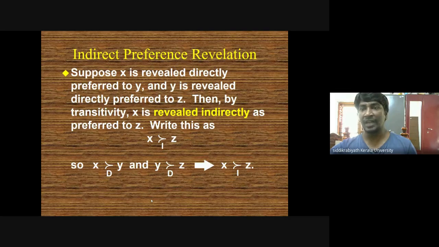An indirect preference revelation is such that, suppose x is revealed directly preferred to y and y is revealed directly preferred to z, then by transitivity x is revealed indirectly preferred to z. This is what is called the indirect preference revelation. So how do we write x I z, or what you call x tilde? You have this kind of a preference.